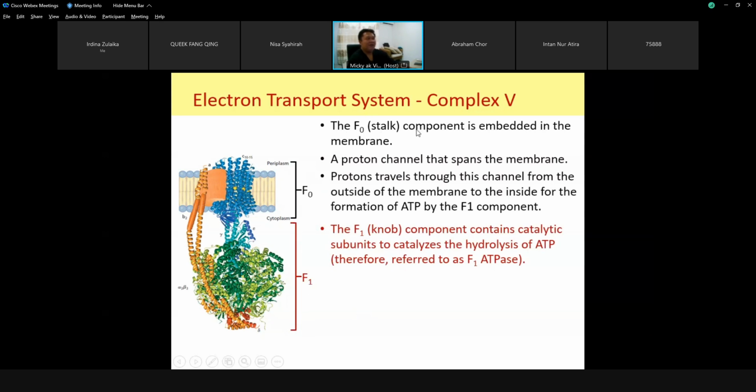So the F0, the stock component is embedded in the membrane. Saya dah cakapkan tadi, it is a proton channel that spans the membrane. So basically, kalau kamu tengok the stock, it spans the membrane. Jadi maksud dia menghubungkan membrane di the intermembrane kepada the matrix. Okay, it's on the membrane. So dia menghubungkan. So what happen is that the proton, the H plus kan tadi dah banyak. We have a lot of H.